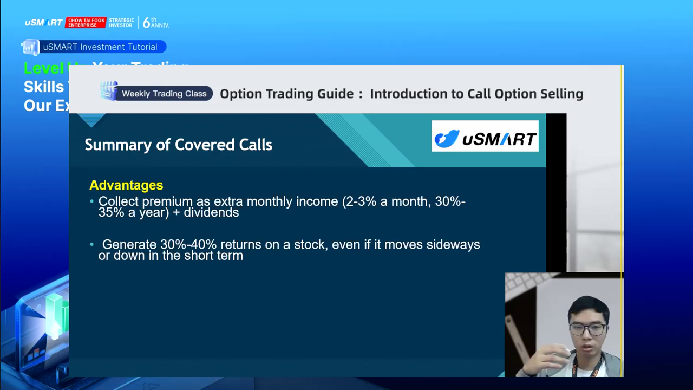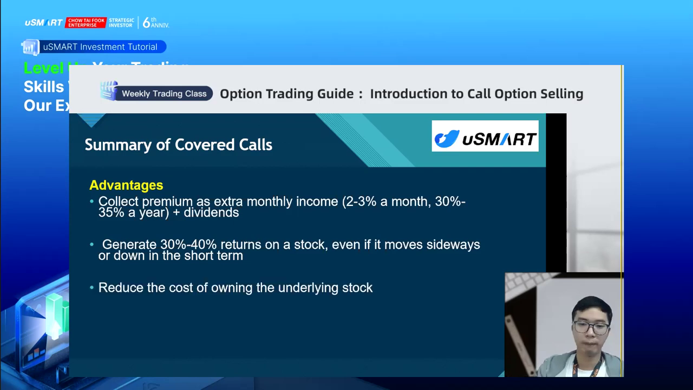So this is a strategy that can generate maybe 20% to 30%, to be very conservative, even if the stock moves sideways or down in the short term. It also reduces the cost of owning the underlying stocks because you keep on getting additional income. All right.